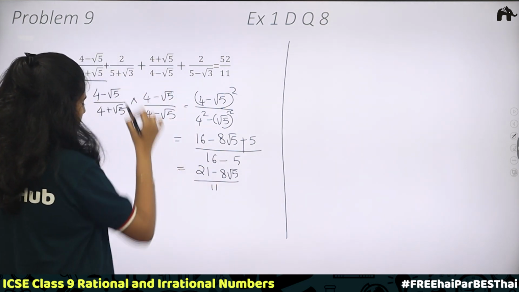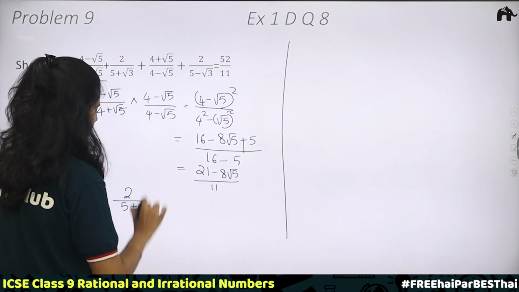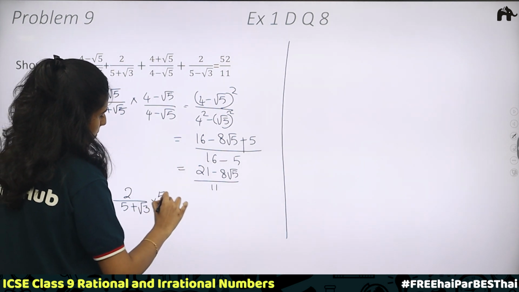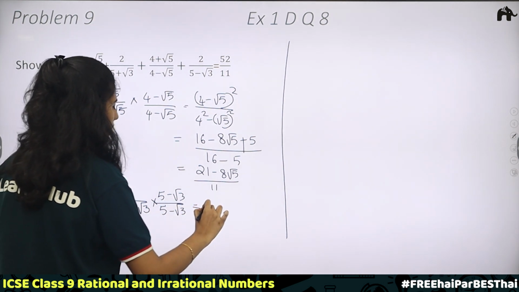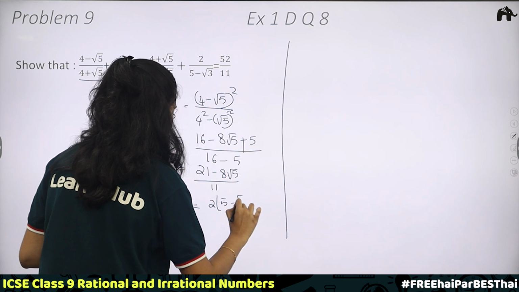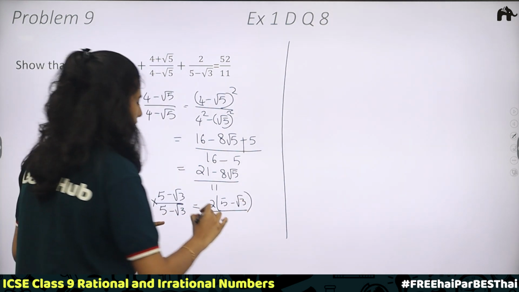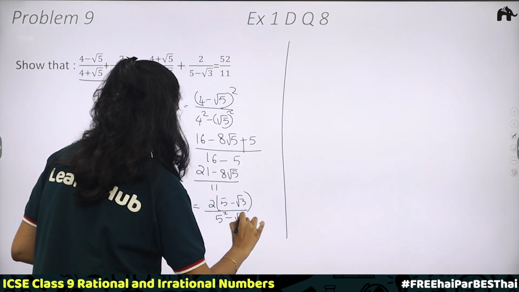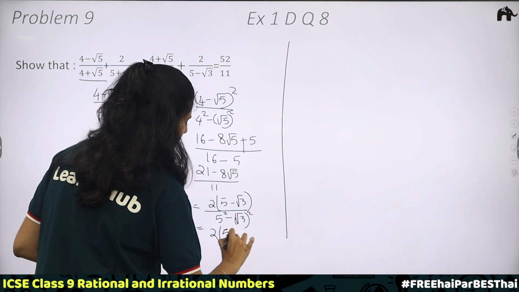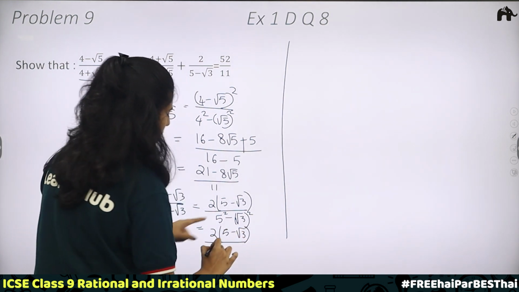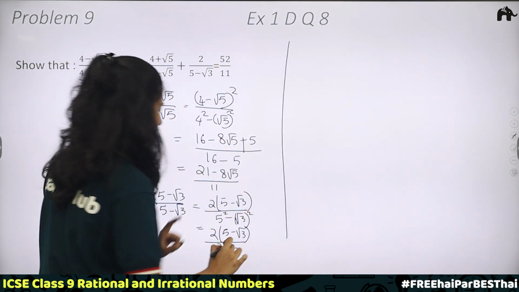Now take the second term, 2 divided by 5 plus root 3. Here the rationalizing factor will be 5 minus root 3. Again 5 minus root 3, which is equal to 2 into 5 minus root 3 divided by 5 plus root 3 into 5 minus root 3, which is 5 square minus root 3 square, equal to 2 into 5 minus root 3 divided by 5 square 25 minus root 3 square, which is 3.